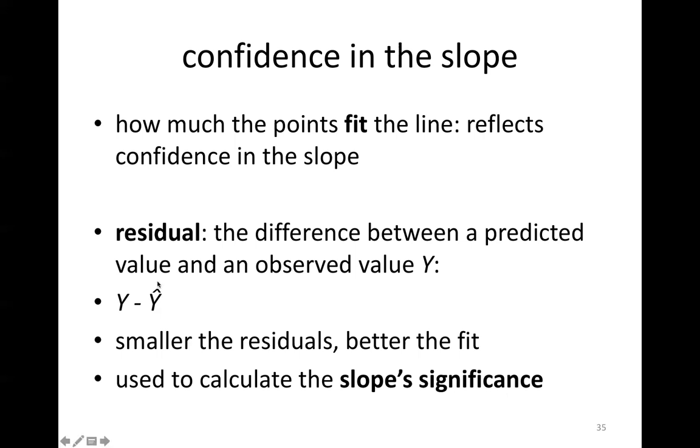So y hat means the predicted value of y given a regression formula. So y minus y hat is the description of residuals. y are the real values, y hat are the predicted values. The smaller these values are in absolute terms, the better the fit and the more confidence we'll have in the slope. And this difference, the size of the residuals, we will be using to calculate our confidence in the slope.